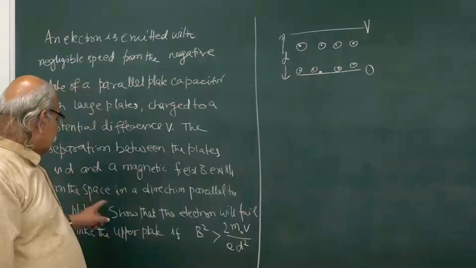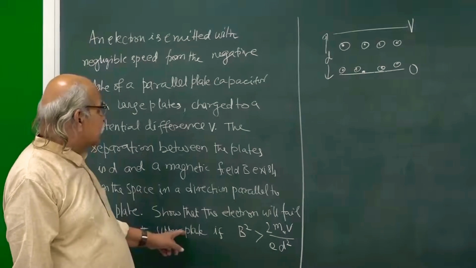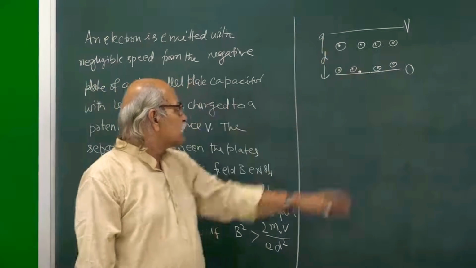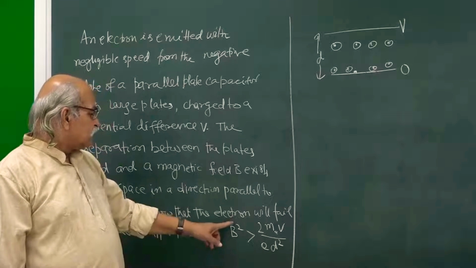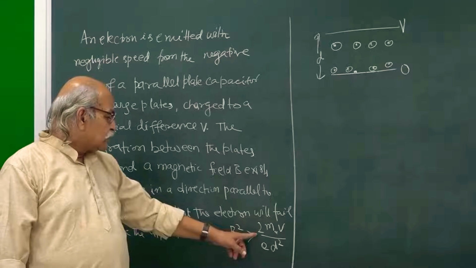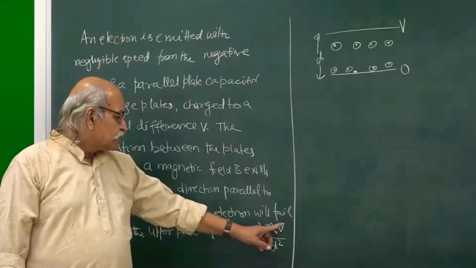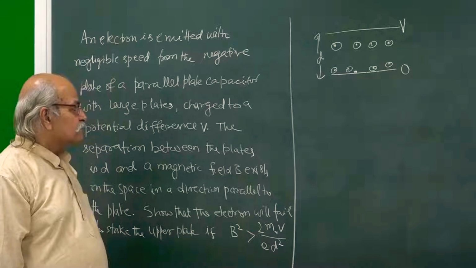Now, show that the electron will fail to strike the upper plate. This electron will fail to strike the upper plate if this condition is satisfied, if the magnetic field is strong enough and B square is greater than 2 times mass of electron times V divided by e d square. So, that is the question.